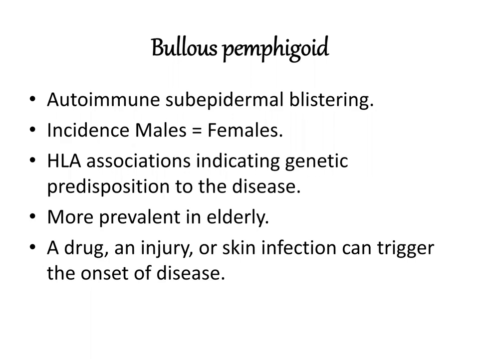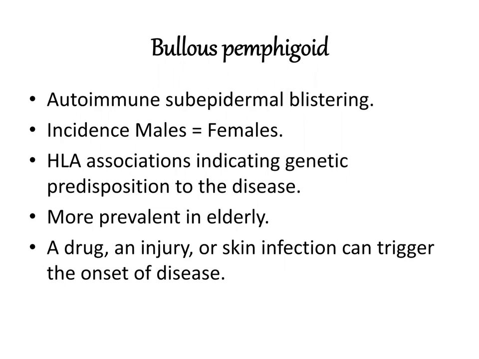So it equally occurs in males and females. There is an HLA association. So some people are genetically predisposed to develop the disease, and it is more prevalent in the elderly. So pemphigoid patients are generally elderly patients. A drug, an injury or a skin infection can trigger the onset of disease.